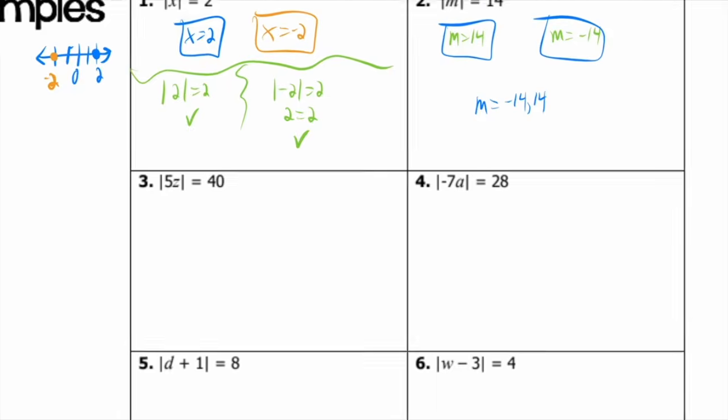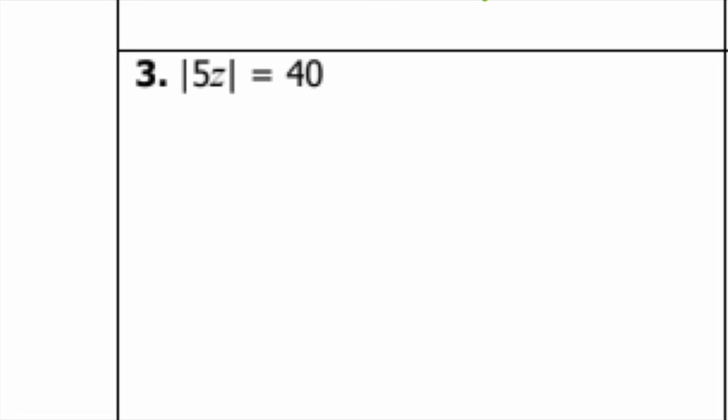So now moving on to number 3 here. If we make our two equations here, we have 5z is equal to 40, and our other equation is 5z equals negative 40, because we're saying whatever's inside the absolute value bars is 40 from 0. So in order for 5z to be 40 from 0, 5z could equal 40 or negative 40, because both scenarios would leave 5z being 40 from 0. Now notice we're not saying that z is 40 from 0. We're saying 5 times z is 40 from 0.